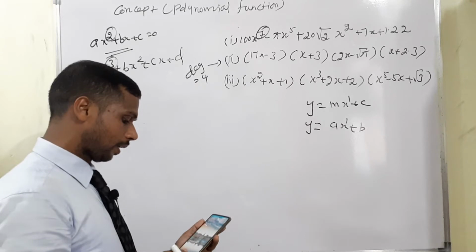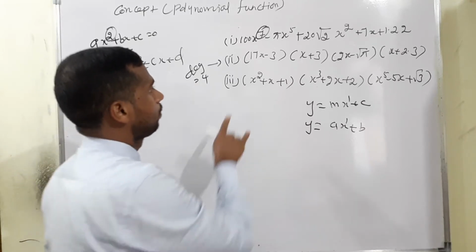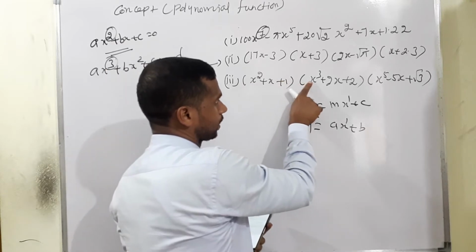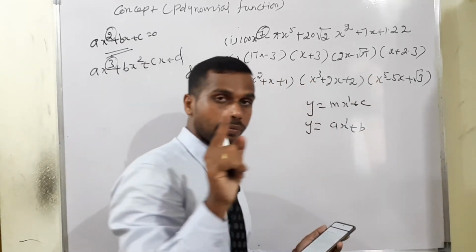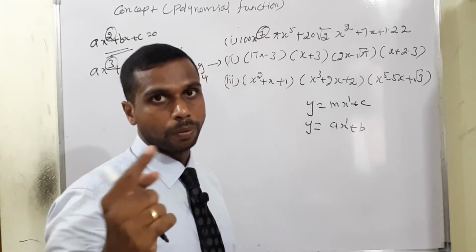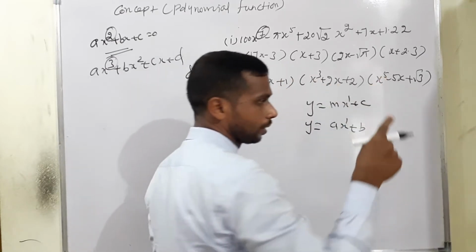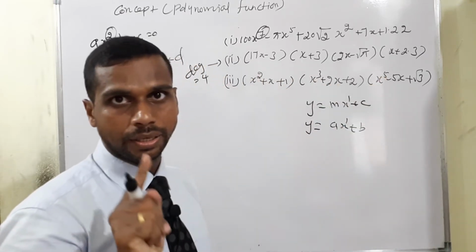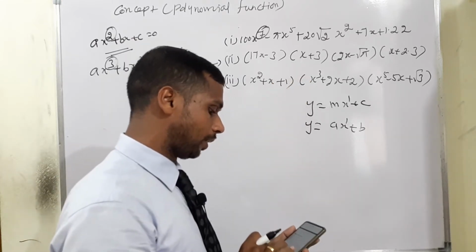Third one, look there. Third one is a polynomial of degree 10. So, x square and x cube means x power 5 will come now. So, x power 5 into x power 5. The indices formula: a to the power m into a to the power n means a to the power m plus n. So, 2 plus 3 is 5, 5 plus 5 is equal to 10. Now we can say the highest degree is 10. These are the 3 different types of polynomial degree.